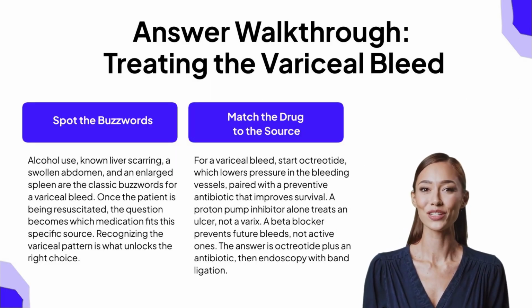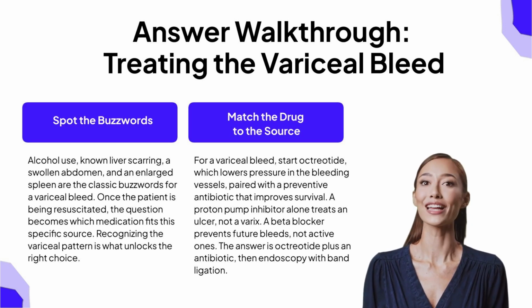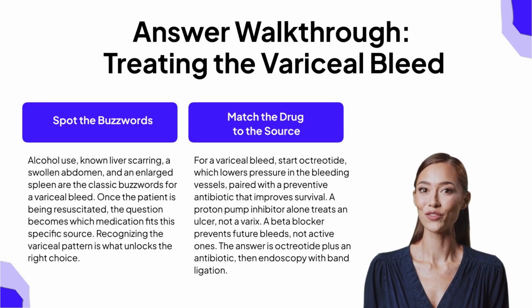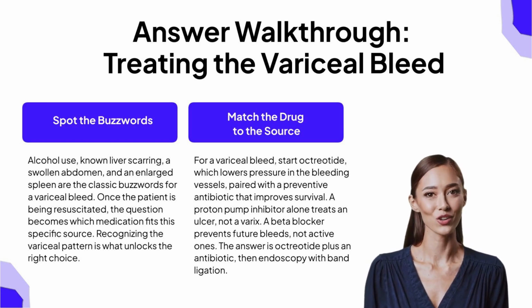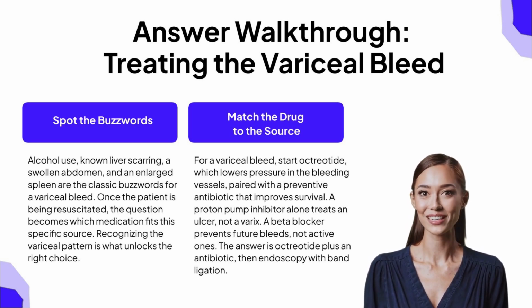First, spot the buzzwords. Alcohol use, known liver scarring, a swollen abdomen, and an enlarged spleen are the textbook flags for a variceal bleed. The test writer planted every one of them on purpose. Once you recognize that pattern, and once the patient is being resuscitated, the question becomes which medication matches this specific source. Second, match the drug to the source. For a variceal bleed, you start octreotide, which lowers the pressure in the bleeding vessels, and you pair it with a preventive antibiotic, which has been shown to improve survival in these patients. That combination is the answer.